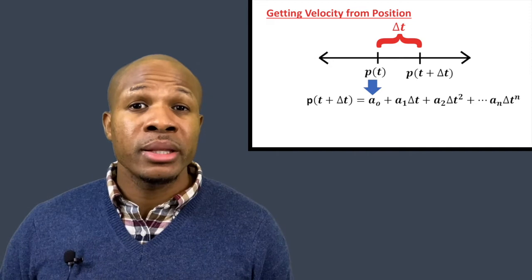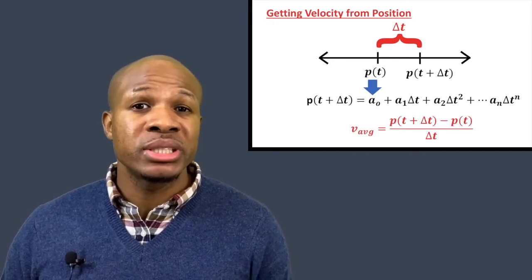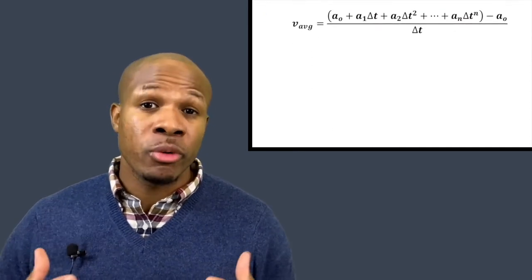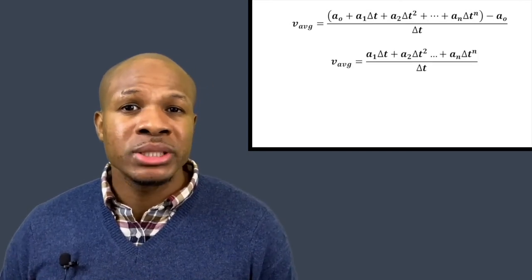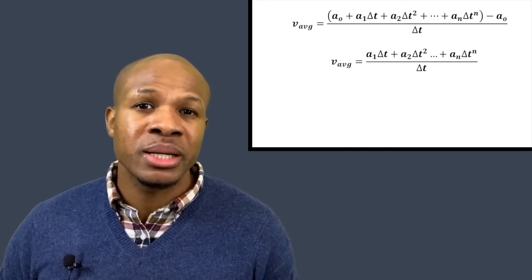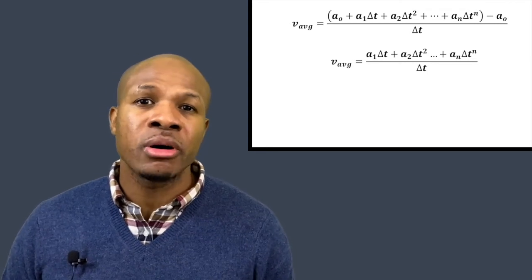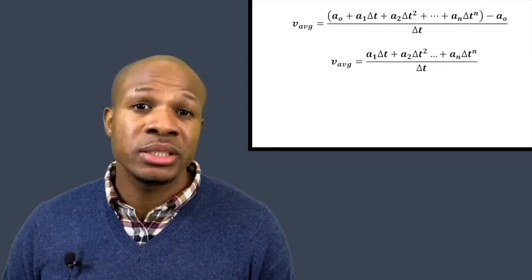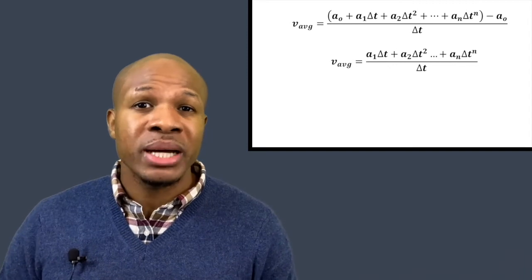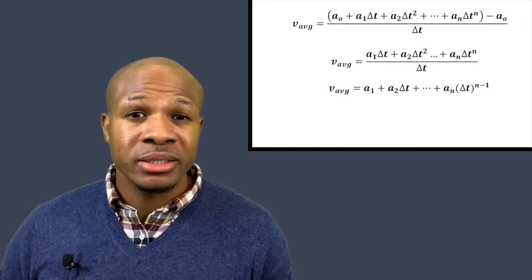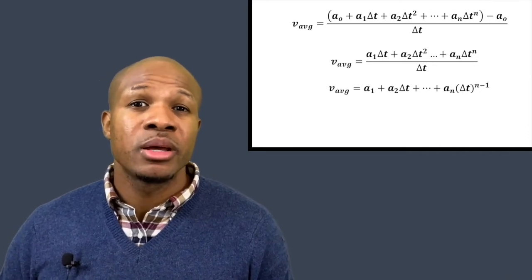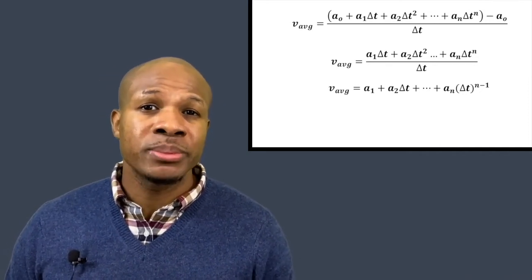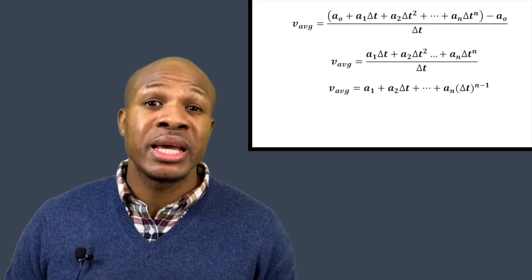Now we can go ahead and calculate the average speed between t and delta t. When we simplify this, the a sub zeros cancel and we're left with a sub 1 times delta t plus a sub 2 times delta t squared, etc., all the way up to a sub n times delta t to the n. Now we can divide by delta t. When we divide by delta t, we get a sub 1 plus a sub 2 times delta t plus, etc., all the way up to a sub n times delta t to the n minus 1.